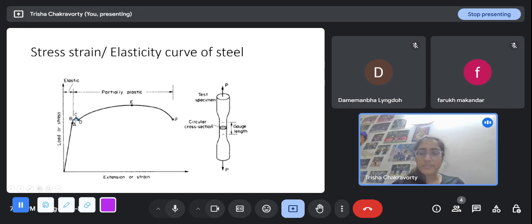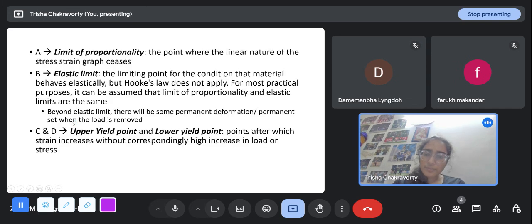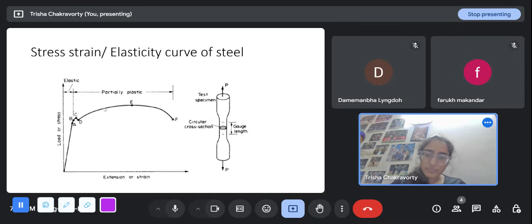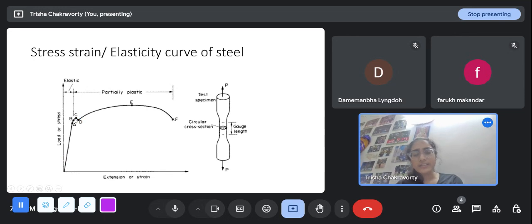But why is it the limit of elasticity? Because up to B, if you load and then remove the load completely, the deflection will also go back to zero. So there will be no permanent deformation. But beyond C, that property does not hold anymore. C and D are the upper yield point and the lower yield point. But beyond B, if you load and then completely remove the load, there will be a residual strain or a permanent set.